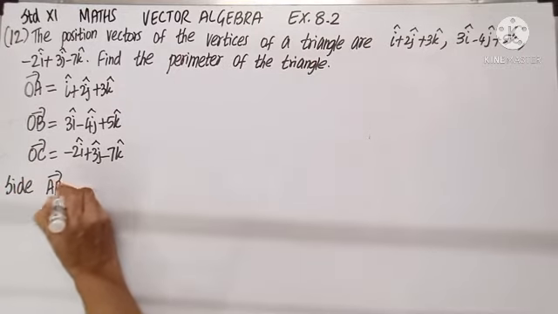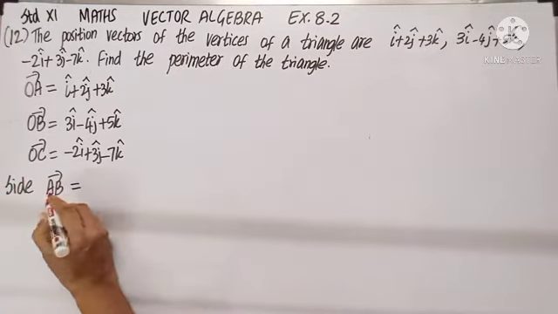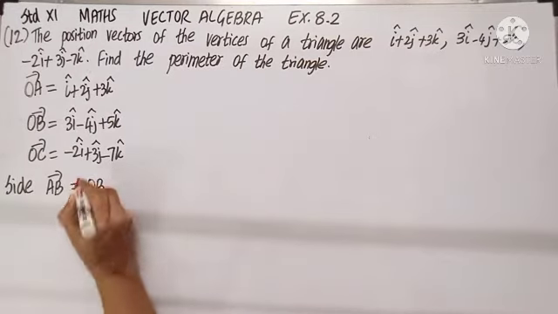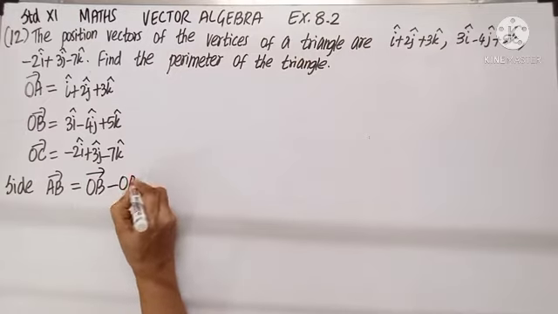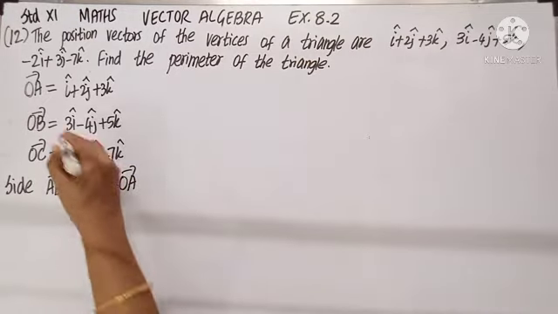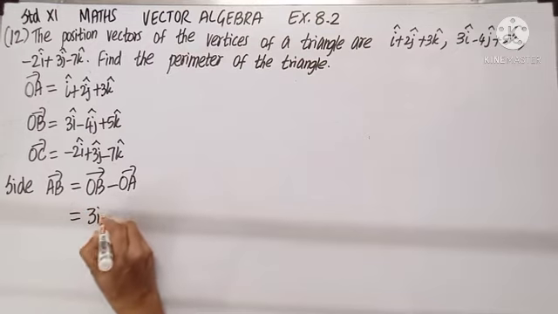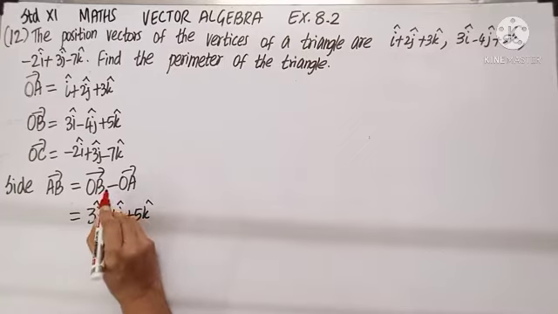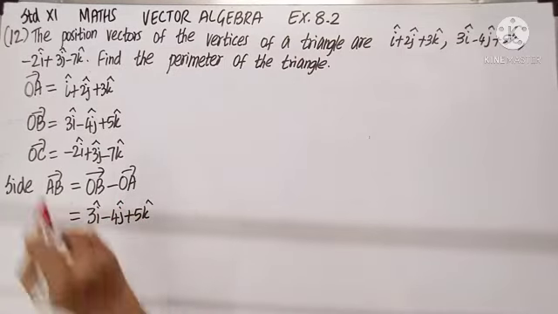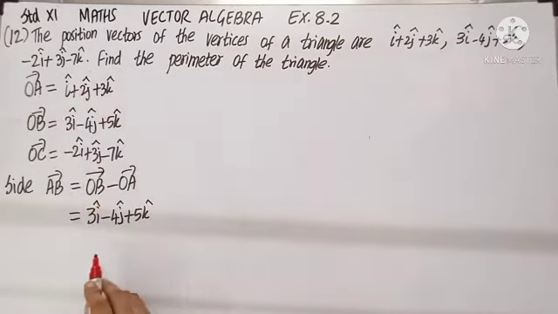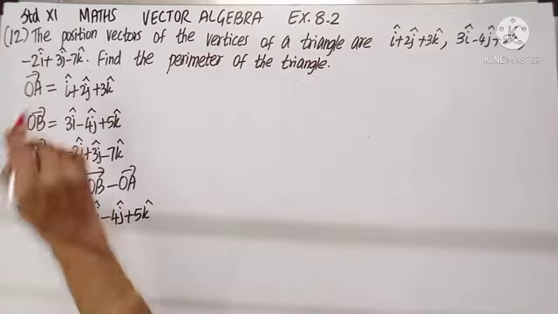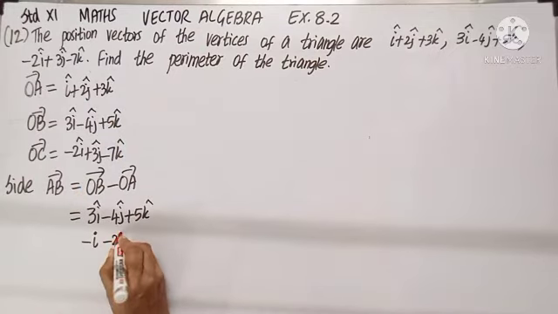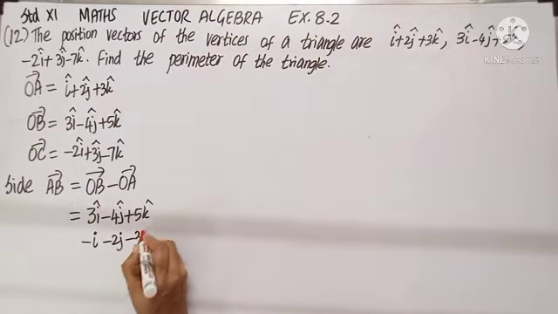It is AB vector. What is AB vector? We know the formula, second letter minus first. So OB minus OA. OB, as I read from here, 3i minus 4j plus 5k. I want to subtract OA. So change the symbol for OA and write it here. Plus i, I will write minus i. Plus 2j, it is minus 2j. Plus 3k, it is minus 3k.